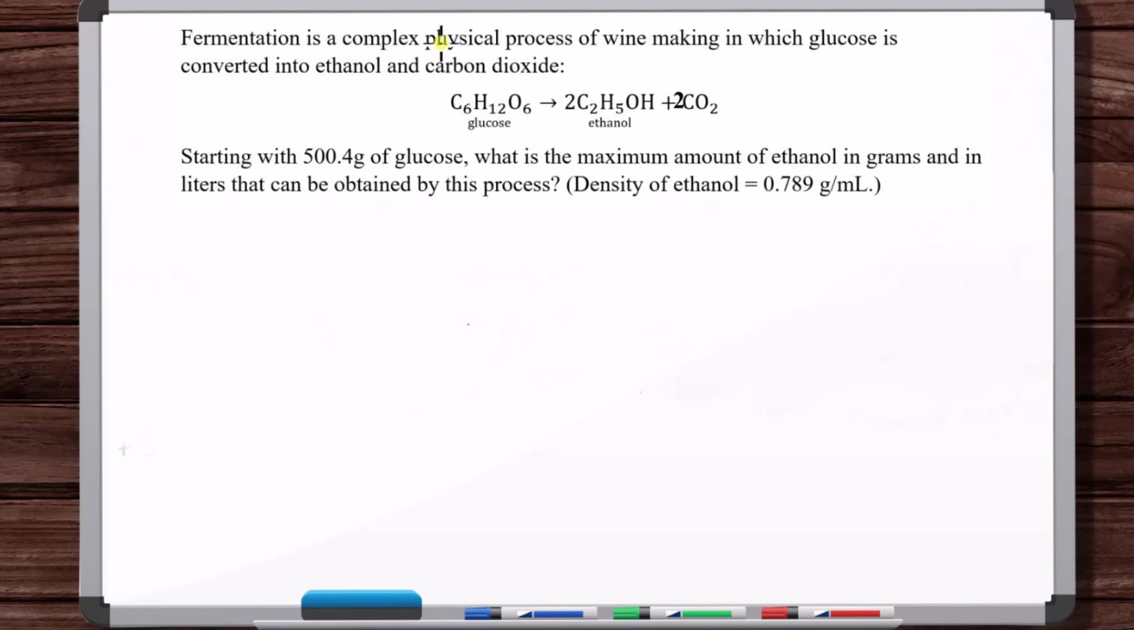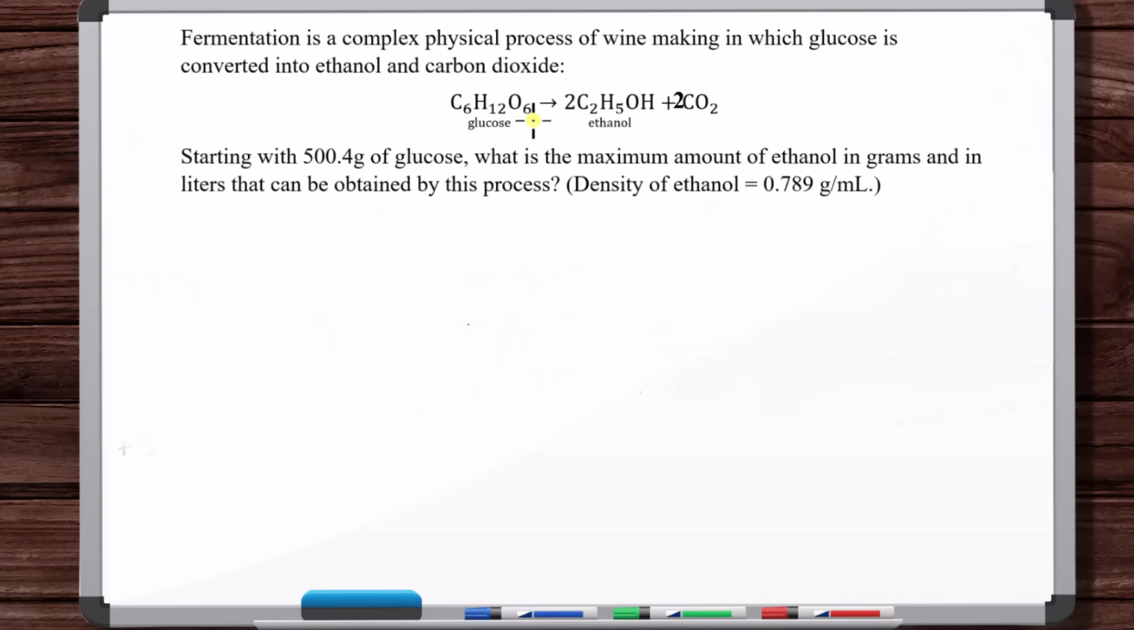Fermentation is a complex physical process of wine making in which glucose is converted into ethanol and carbon dioxide according to this chemical equation. Starting with 500.4 grams of glucose, what is the maximum amount of ethanol in grams and in liters that can be obtained by this process?